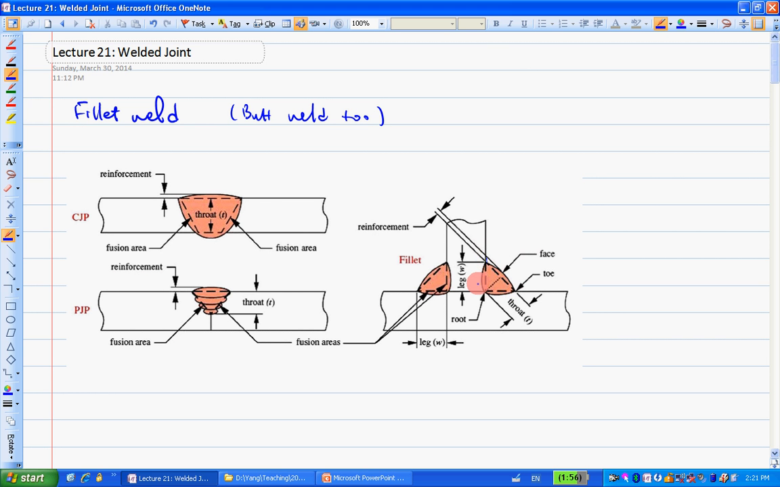So the important parameter is this: we use basically a right triangle with 45 degrees, and this length here is the leg size. Remember the number in the weld symbol that I just talked about? That's this leg size. I'm going to use H here instead of a W. So this portion, H, is the leg size. We call this the leg.